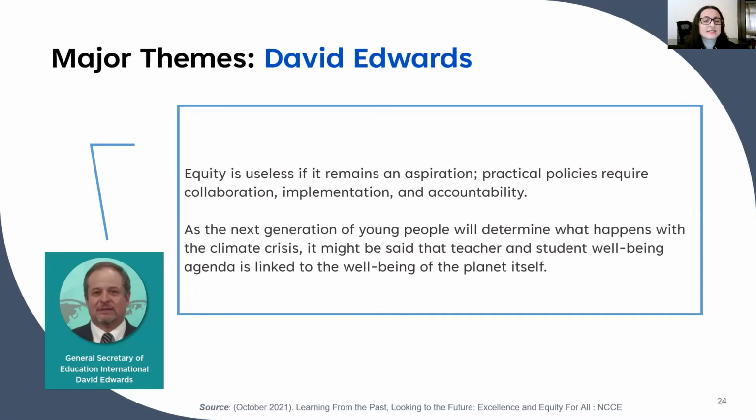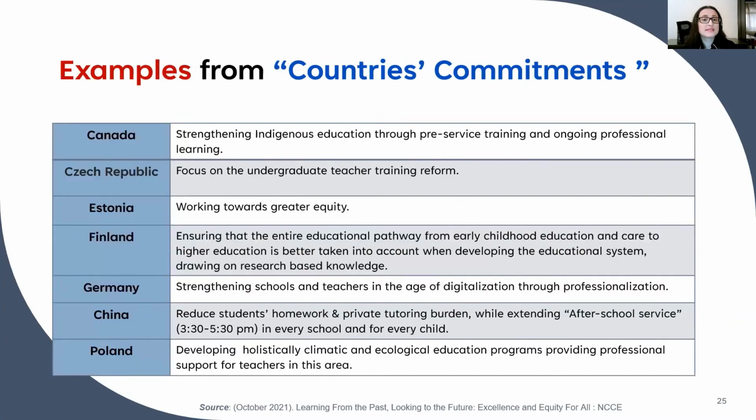And I personally find this a very powerful message because we are always overlooking the factors that exist outside of our classrooms and that are in a way alienated from pedagogy and assessment. And here, when he's mentioning environment and the climate crisis. So, examples from countries' commitments, and these are the commitments that were finalized at the end by consensus and that the countries will be working on throughout this year through 2022, the other ISTP. Canada, for example, strengthening Indigenous education through pre-service training and ongoing professional learning.